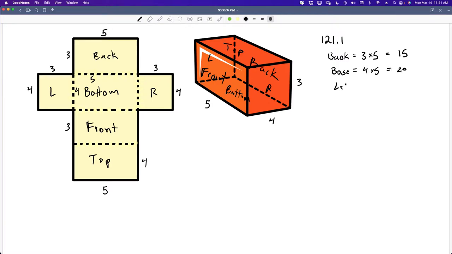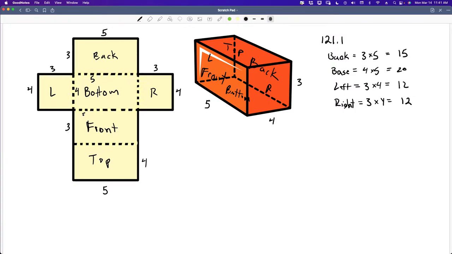The left is 3 by 4. So 3 by 4 is equal to 12. And the right is the same thing because they're opposites. The left and the right are the same measurement. So 3 by 4 is again equal to 12. All right, so we've got the back, the bottom, the left, and the right. Now we'll do the front.